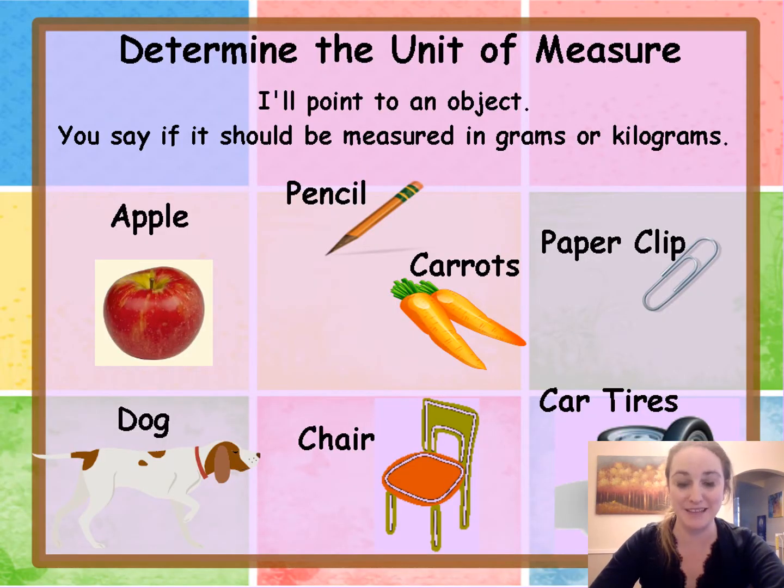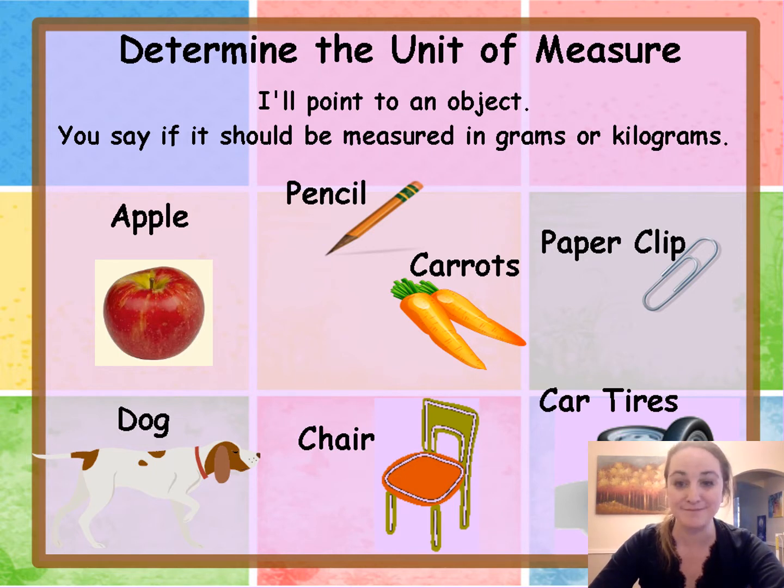Now I'm going to say an object. We're going to discuss if it should be measured in grams or in kilograms. An apple. An apple should be measured in grams. Grams are the smaller measurement. A pencil. Pencils should be measured in grams.